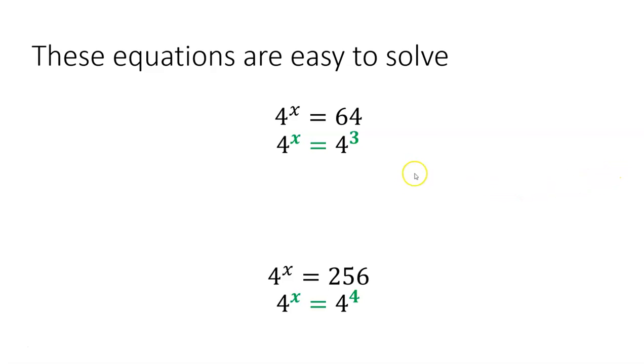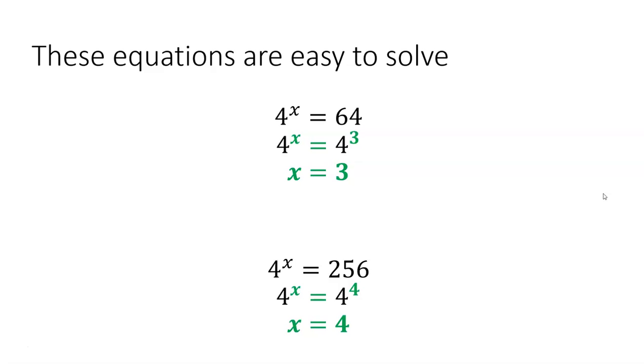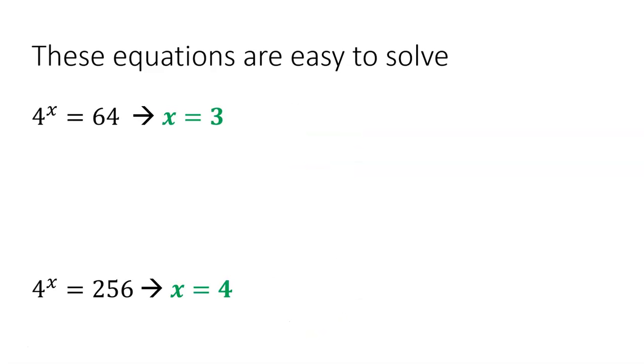So we can change 64 to 4 to the third power, same base on both sides. We can change 256 to 4 to the fourth power, same base on both sides. That means we can drop the bases and set the exponents equal to each other. And we can tell that the answer to the first equation is x equals 3. The solution to the second equation is x equals 4. Once again, not very tough to do because we could get the same base on both sides.